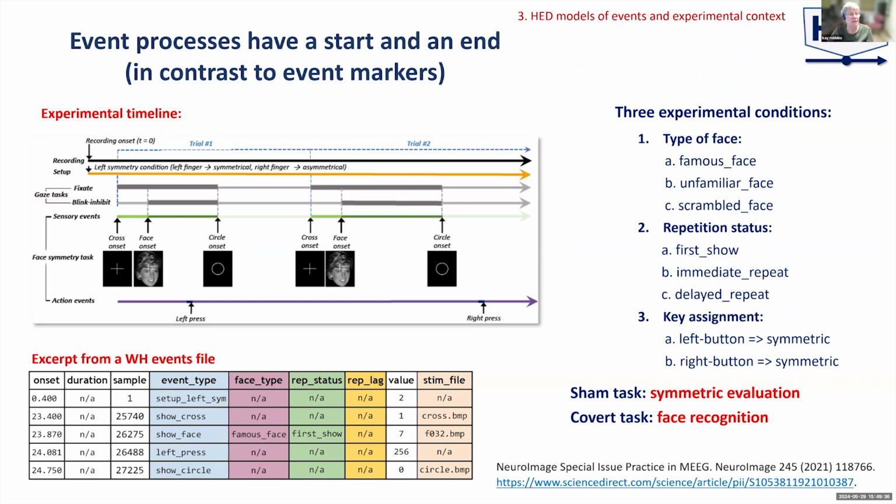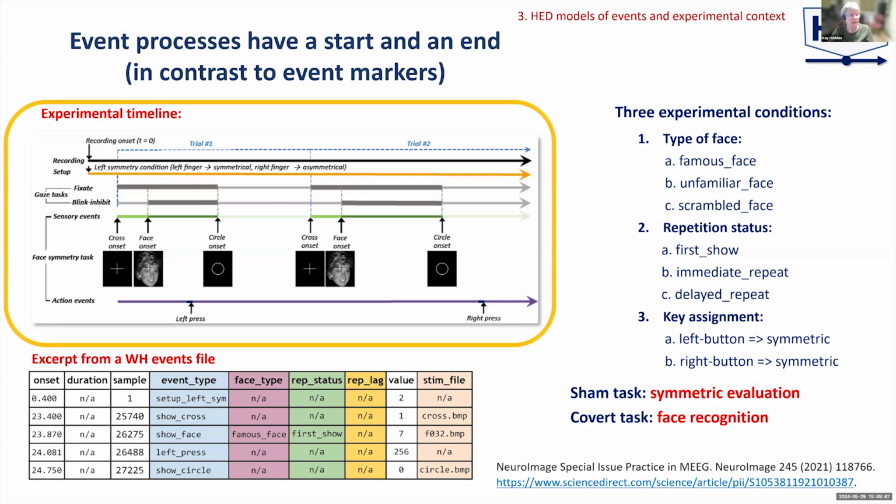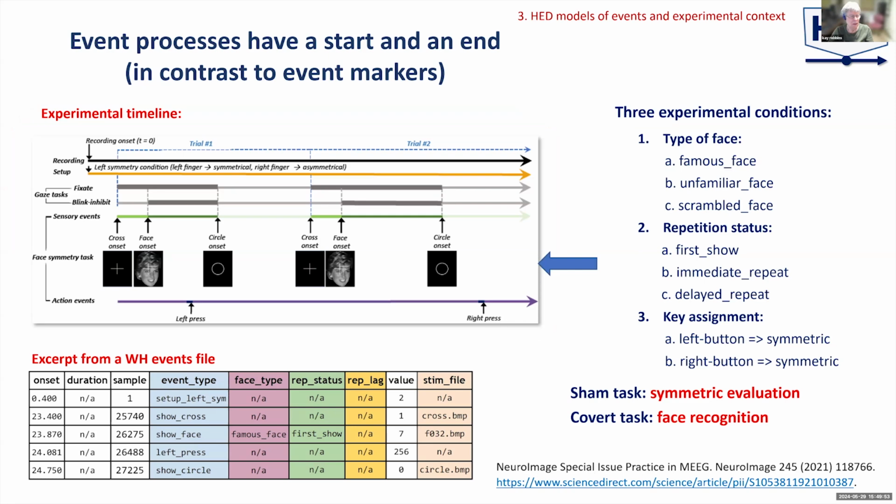And here's an example of the experimental timeline that Scott showed. And this actually shows the three experimental conditions. And they are represented in, well, the face type is represented in the face type column.